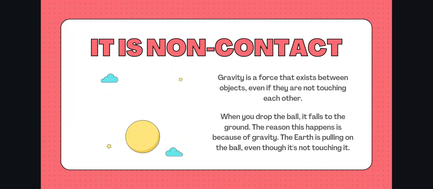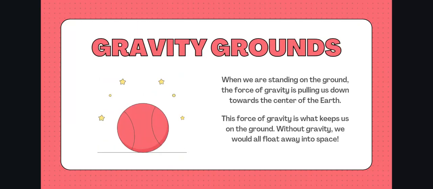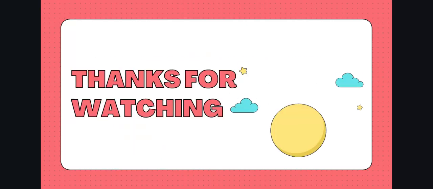So now you can guess what grounding means. When we are standing on the ground, gravity pulls us toward the center of the earth. This is what keeps us on the ground. Without gravity, we'd all be in space. And some people think that's actually cool.